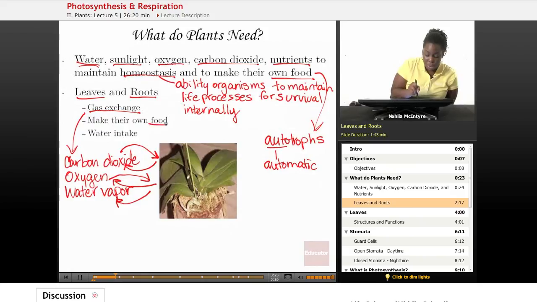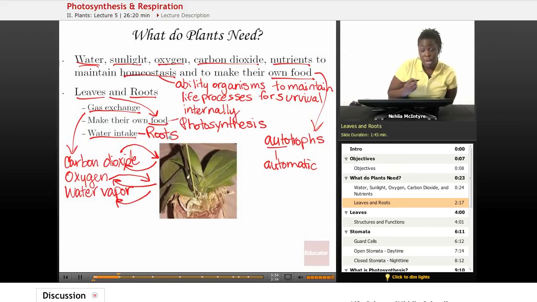Again, plants can make their own food, and also the leaves and the roots are part of that process, and that process is called photosynthesis. Water intake is very important. Without water, plants can't survive. And the leaves, and specifically the roots, help for that water to come inside the plant and for all of the cells to have access to that water.